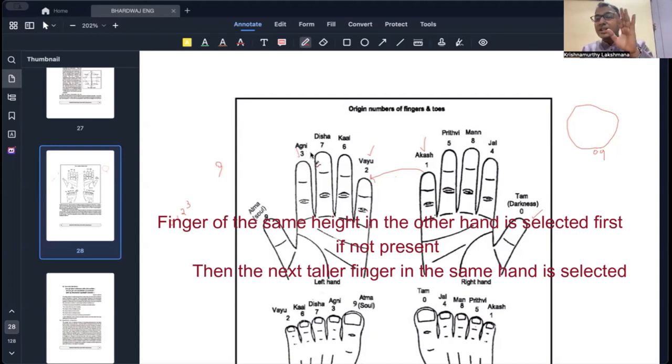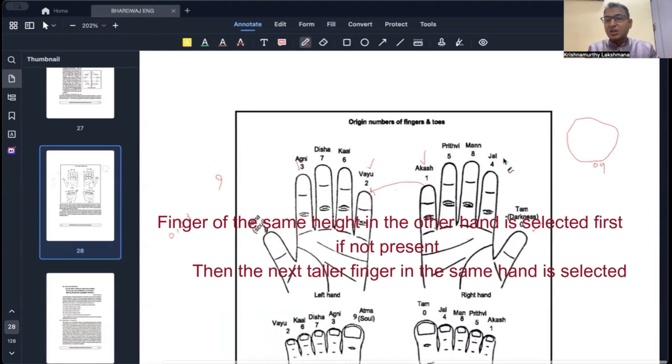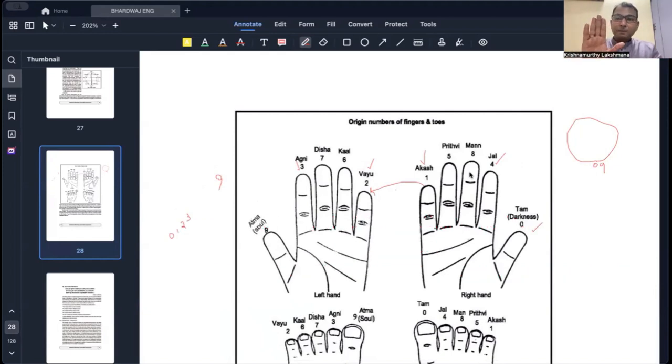And which is the next taller finger after the left index finger? The same index finger on the right side, that is the taller one. And after the index finger, which is the next taller finger? The right ring finger, which is taller than the index finger. So I will put it as 5. And which is the next taller finger? The left ring finger, of the same height. So I will make it 6.